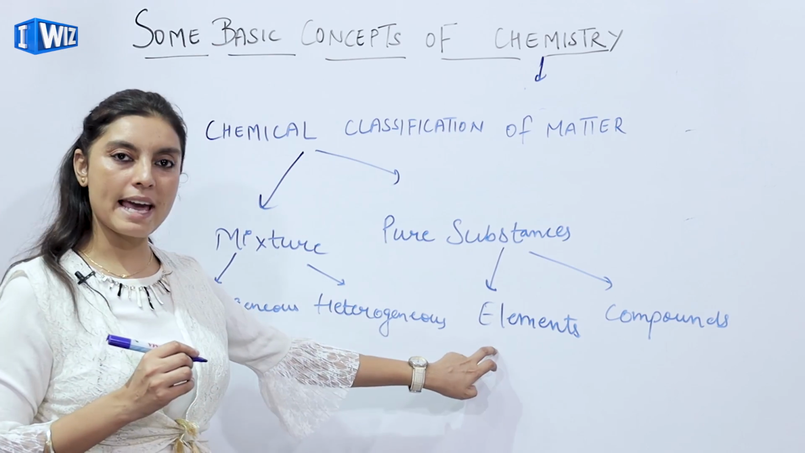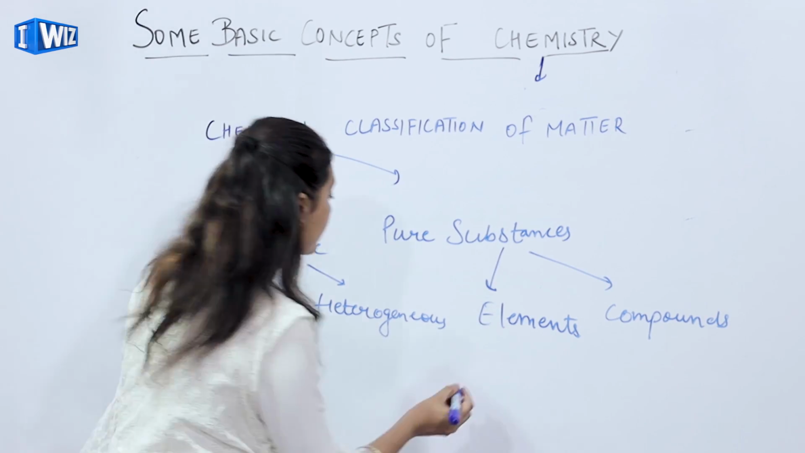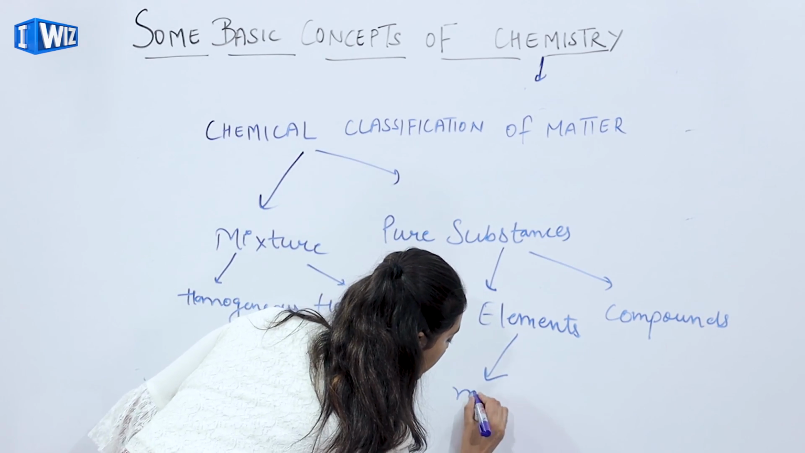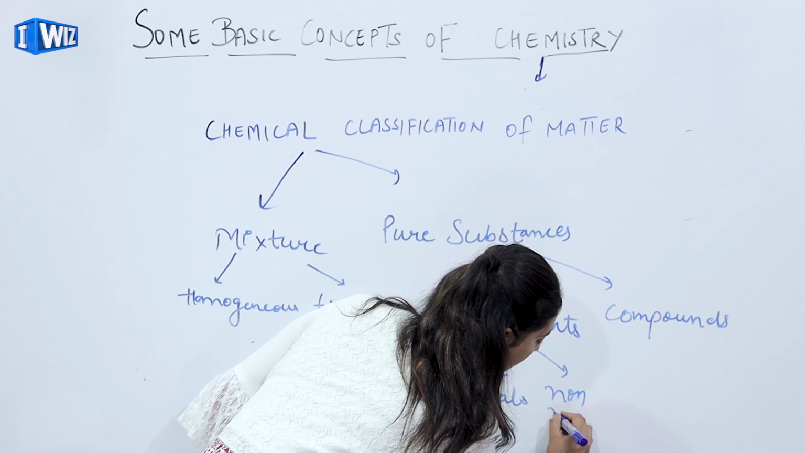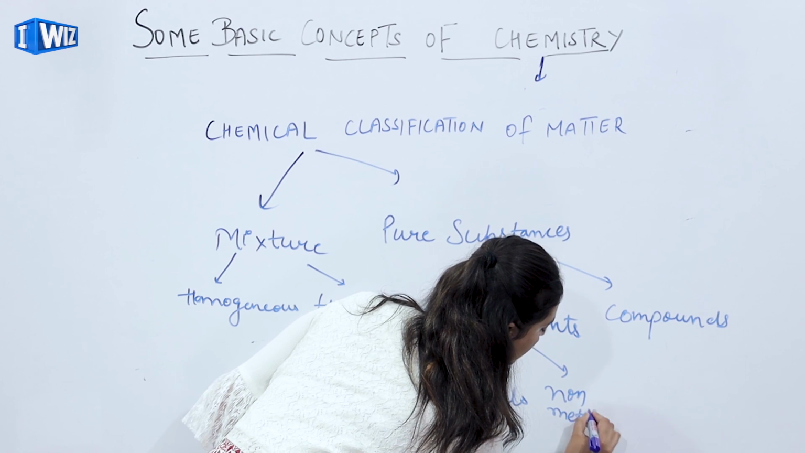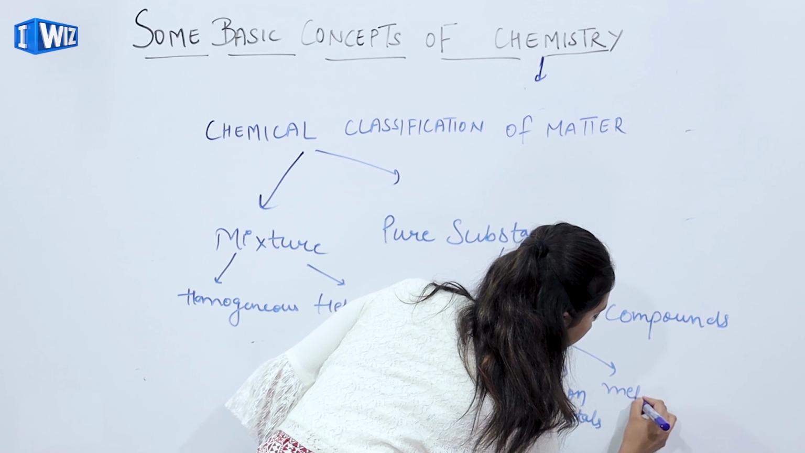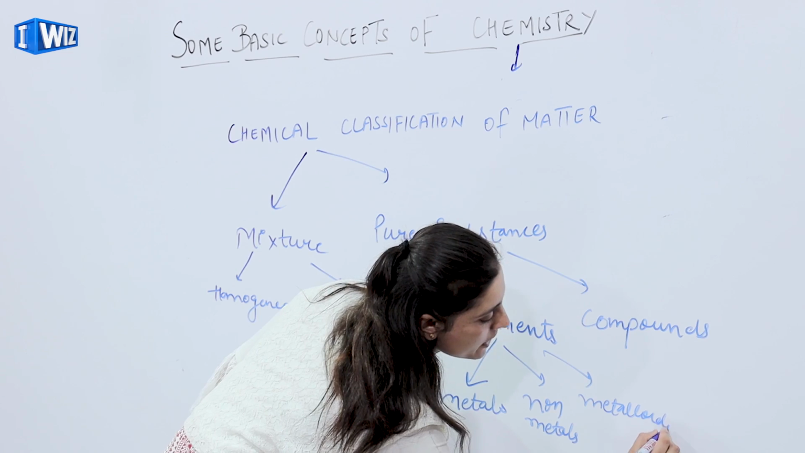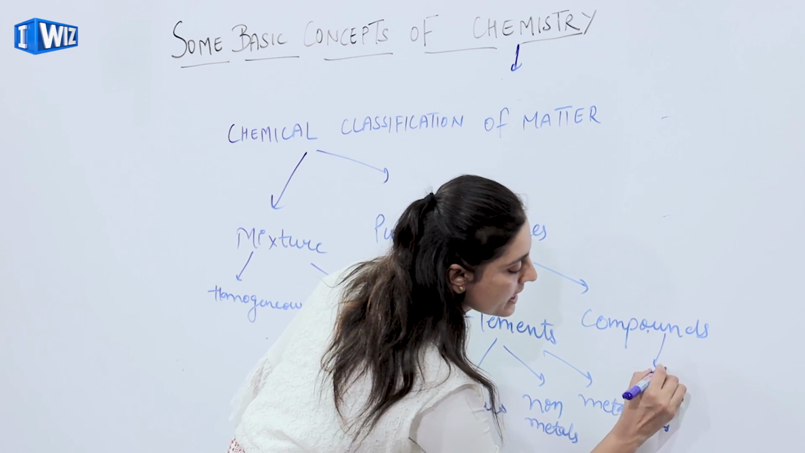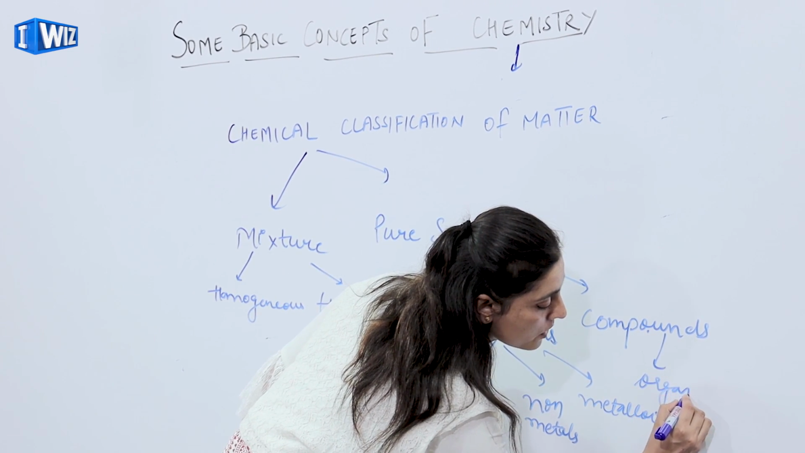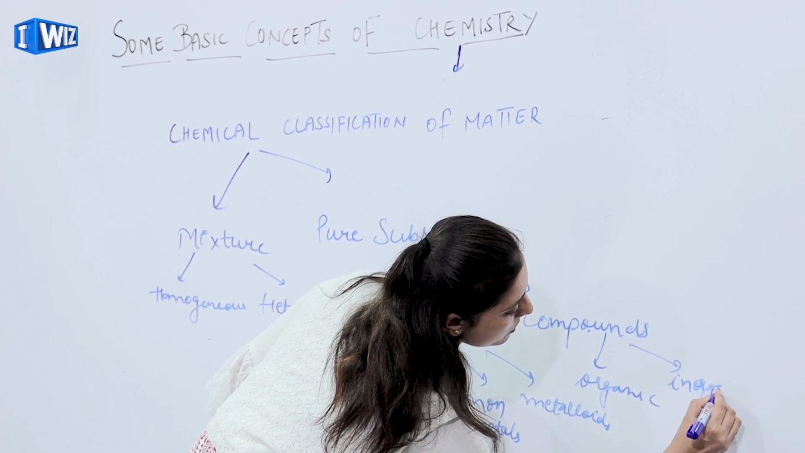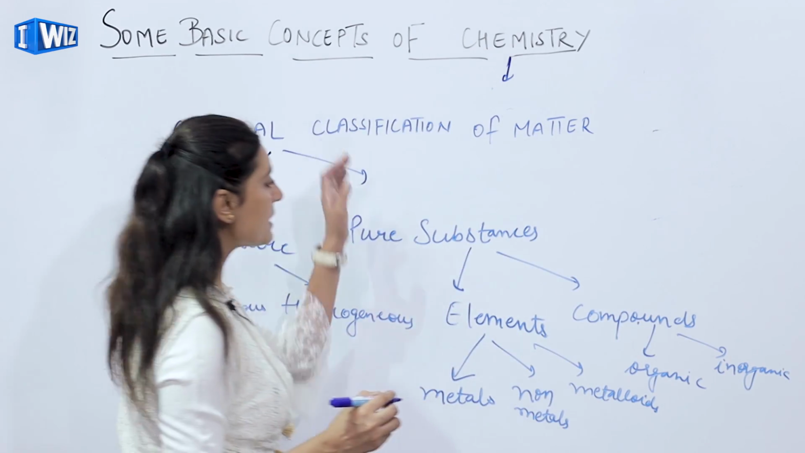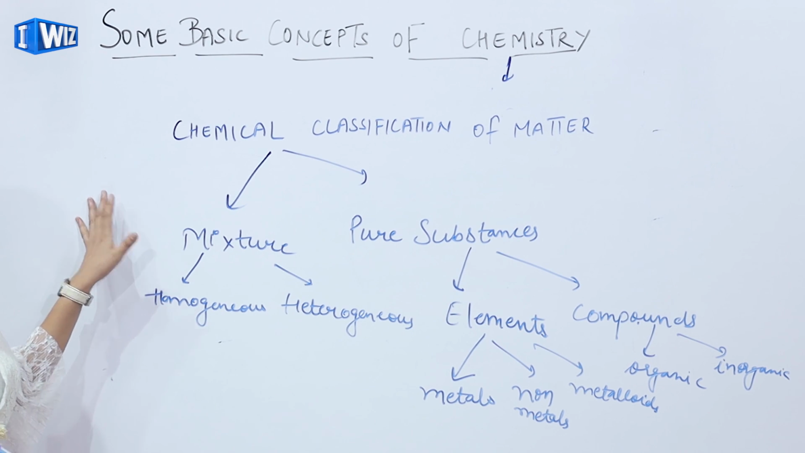When I talk about the elements, they are further classified into the metals, non-metals and metalloids. When I talk about the compounds, they are categorized into the organic compounds and inorganic compounds. So we will study about all these one by one.